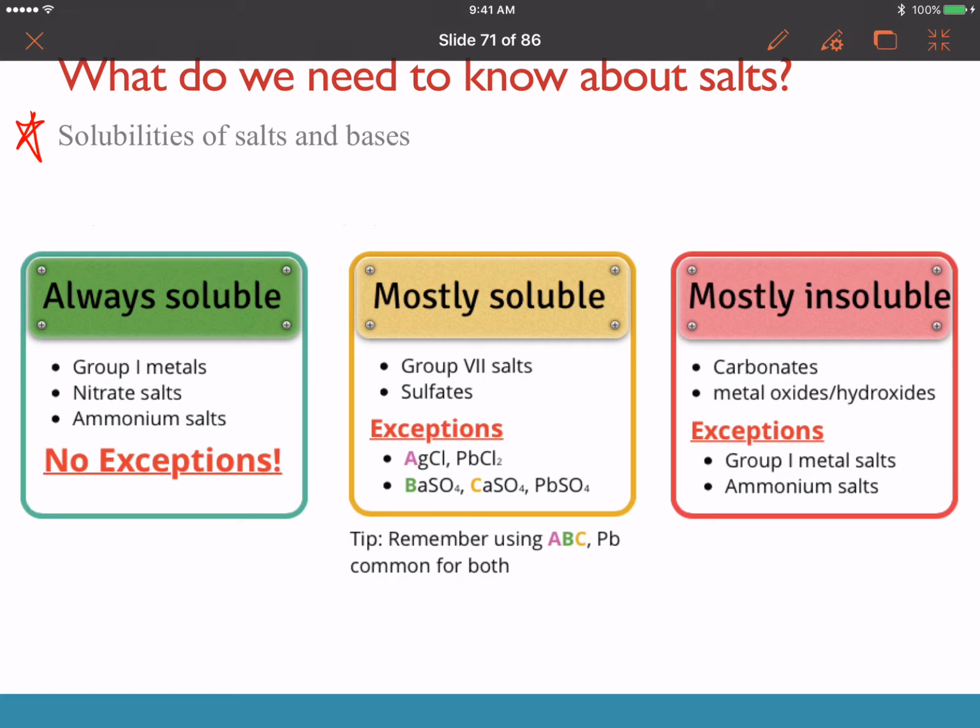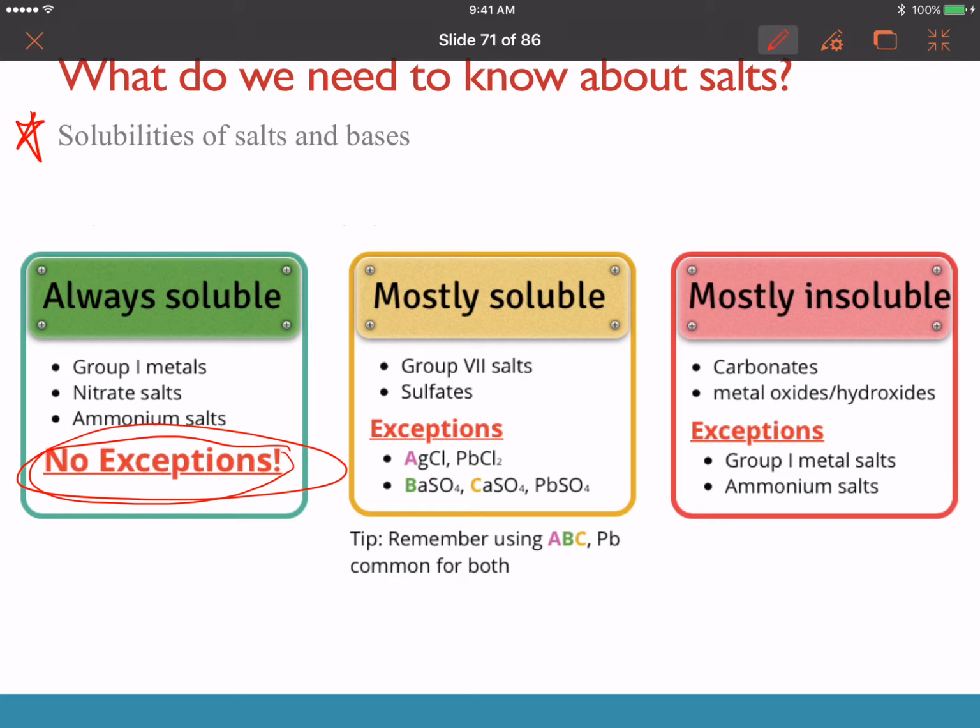Now, the one that's always soluble will be your group 1 metal salts, your nitrate salts, as well as your ammonium salts. There are no exceptions. So this is the rule that I always follow first. There are no exceptions. Later I'll show you some examples.